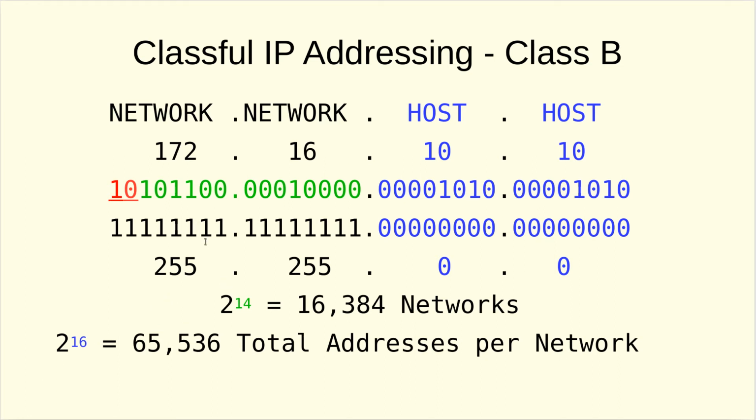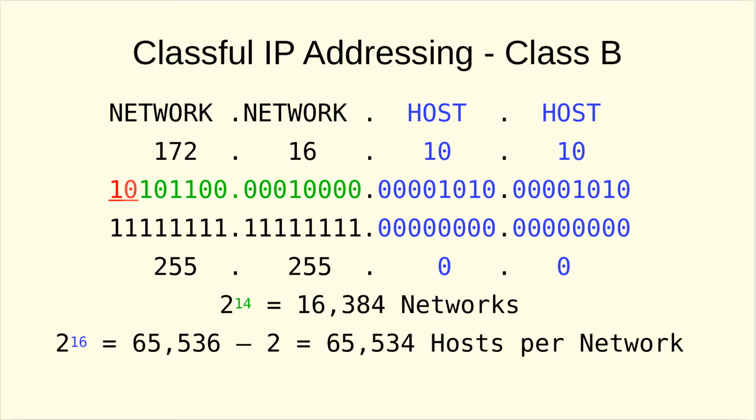With this Class B address, because the first 2 bits identify that it is a Class B, they have to be set to 1 and 0. We have 6 bits in the first octet and all 8 bits in the second octet, so 14 bits in total for networks. This gives us 2 to the power of 14, or 16,384 networks. And we have 16 bits left over in the 2 host octets. So 2 to the power of 16 gives us 65,536 total addresses. Of course, as you know, we'll have to remove 2 from there because we'll have to remove the network address and the broadcast address.